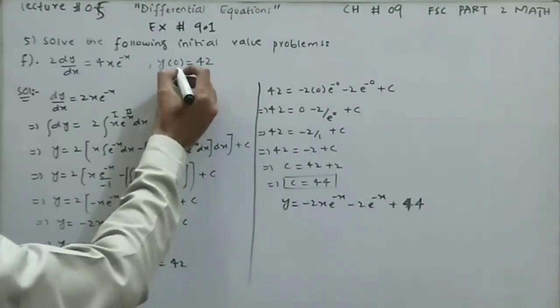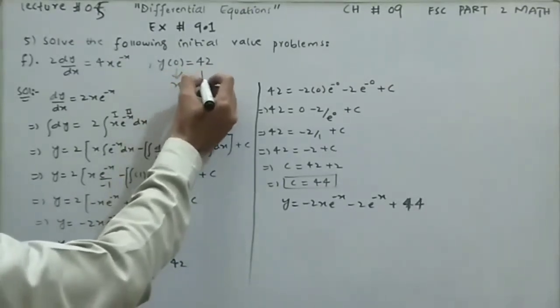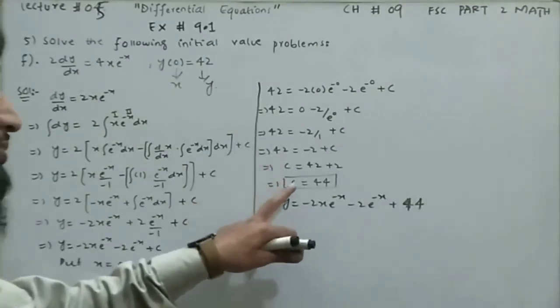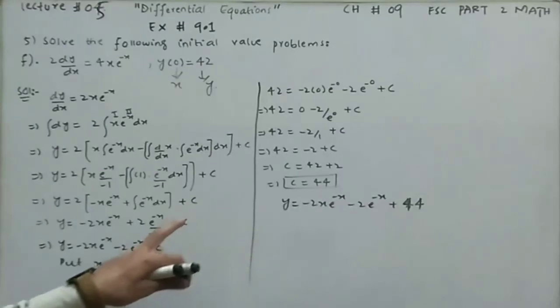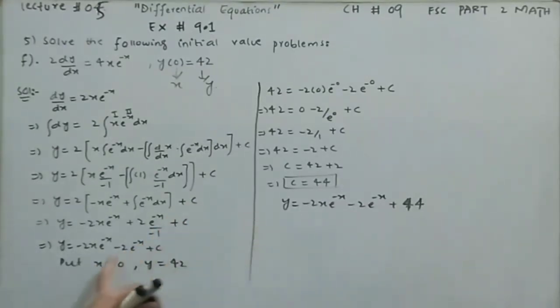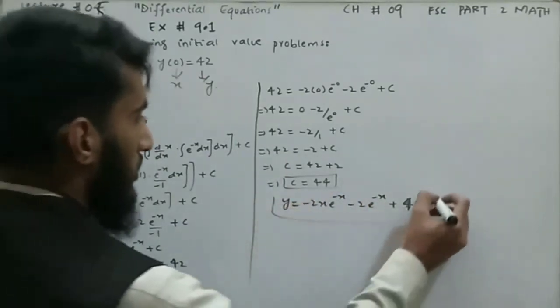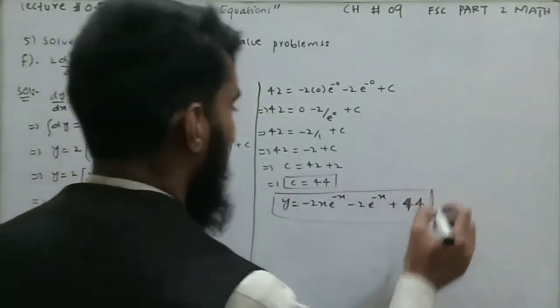Now the value of x is 0 and the value of y is 42. Putting x equal to 0 and y equal to 42 over here gives us the required value of c equal to 44. Putting the value of c over here: minus 2x e power negative x minus 2 e power negative x, and c is 44, so plus 44. This is the required particular solution for this initial value problem.